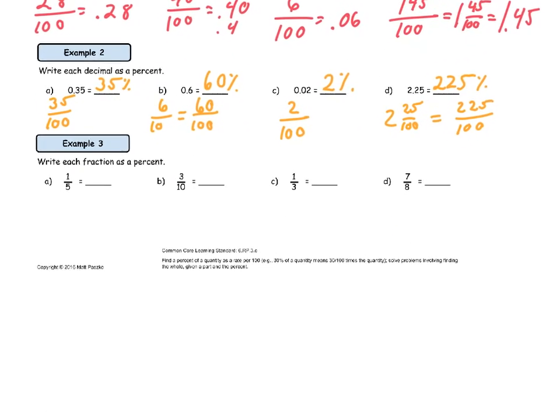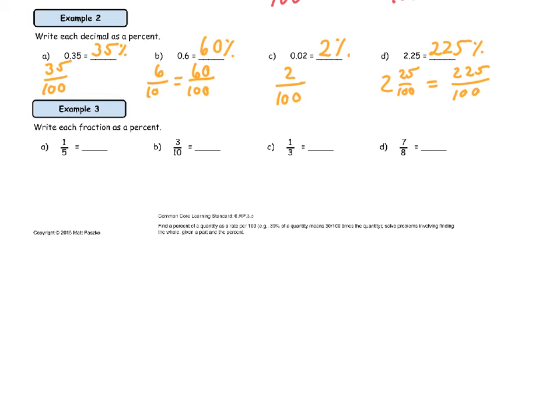Moving to our last example here, example number 3, write each fraction as a percent. So you've learned in past grades that fraction bars also represent division. So 1/5 is the same thing as saying 1 divided by 5. Now if I were to divide that, 5 does not go into 1, but it does go into 10. So 5 goes into 10 twice. So when I multiply 5 times 2, I end up getting an even 10. So that's 2 tenths. 2 over 10.